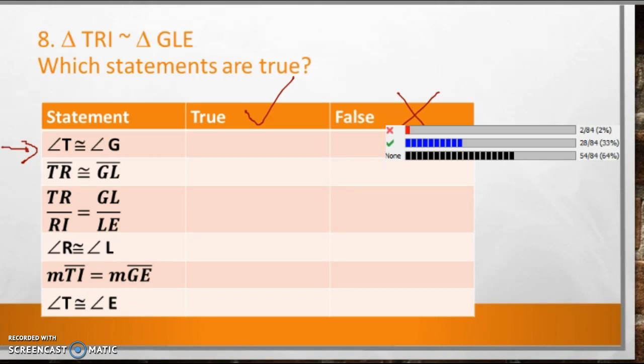But for those of you that did respond, that is a true statement. In similar figures, the corresponding angles are congruent. Nice job. Okay, we're gonna move on to the second one. Segment TR is congruent to segment GL. Go ahead and poll in.